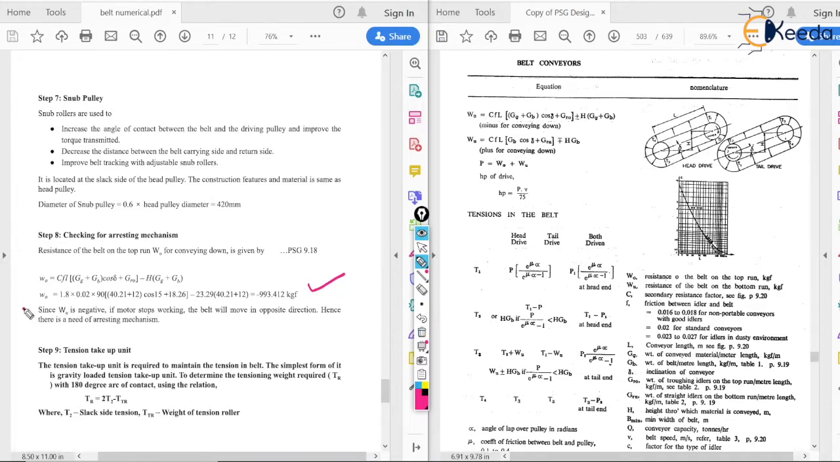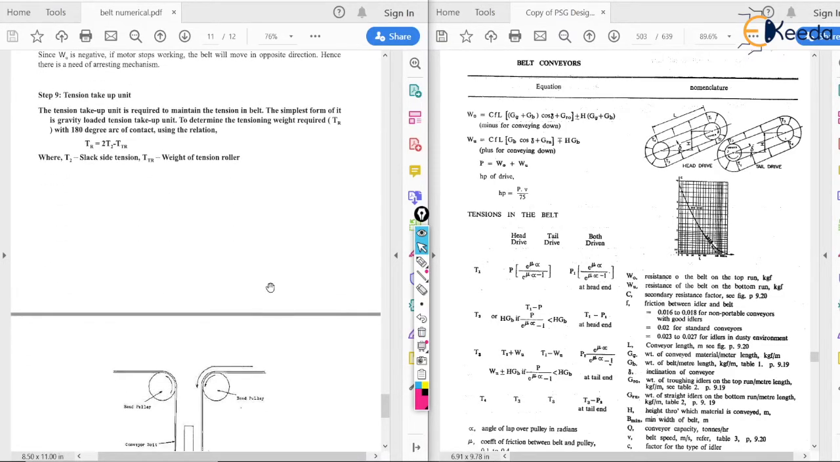So since W0 is negative, if the motor stops working, the belt will move in the opposite direction, and that we don't want. So hence there is a need of arresting mechanism so that it will stop the moving of the belt. So for that we need a tension take up unit, and this tension take up unit can be used like this. Now the tension take up unit is required to maintain the tension in the belt, and the simplest form of it is the gravity load.